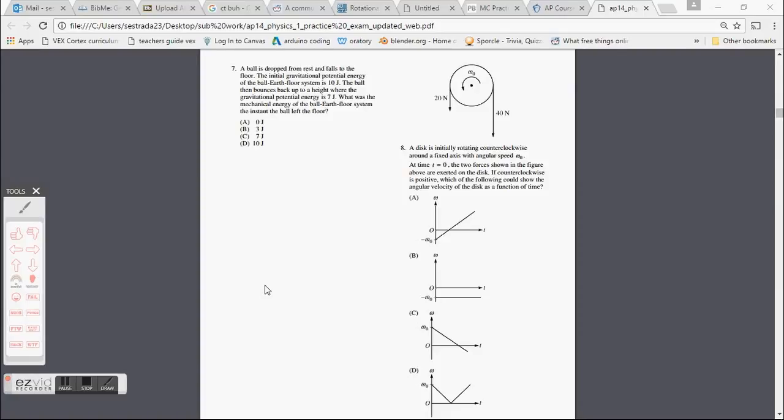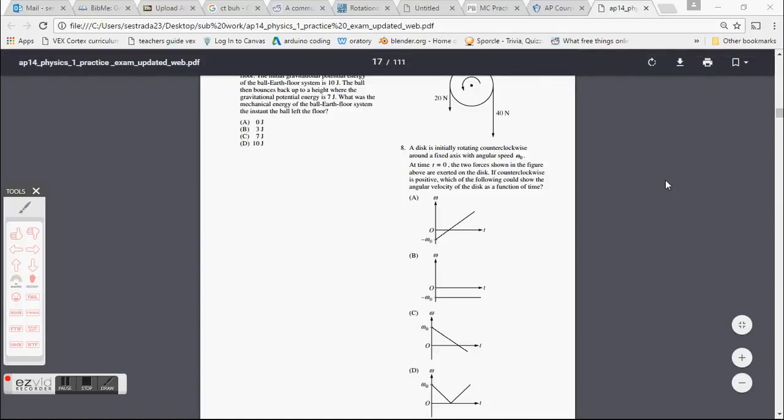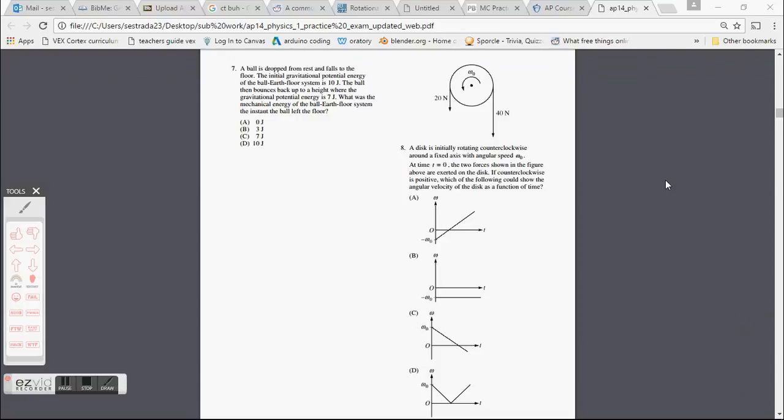Pause it, talk about it, then come back. So we have two torques. We have 20 newtons in one direction, we have 40 newtons in the other direction. So the net torque is going to be towards the right hand side, towards clockwise, and it's going to be a net torque of 20. So if the object is rotating to the left, but there's a force to the right, what's going to happen?